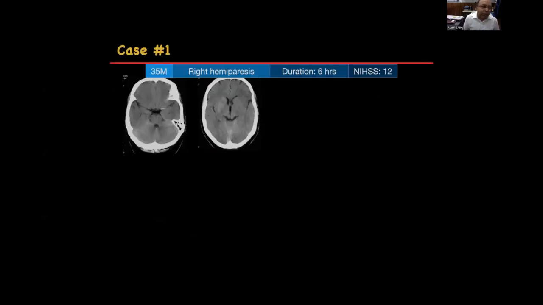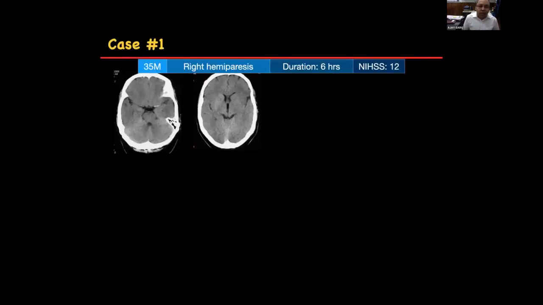The first case is a 35-year-old male who presented with right hemiparesis of the duration of the last 6 hours. When we look at the plain CT scan, the role of CT is first to rule out hemorrhagic stroke. Second, the role of CT scan is to look for the extent of the early ischemic changes. Like in this case, we see a hyperdense middle cerebral artery on the left side. If you see the section at the level of the basal ganglia, we see there is obscuration of the lentiform nucleus. On the right side, we can see the lentiform nucleus outlined well.